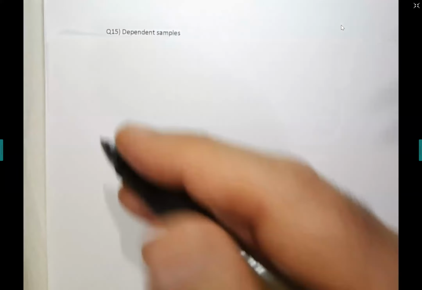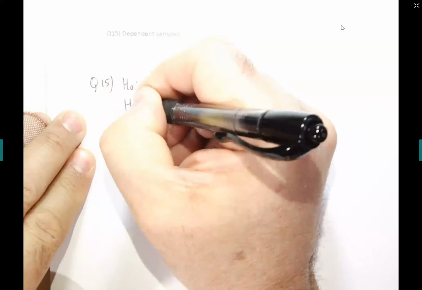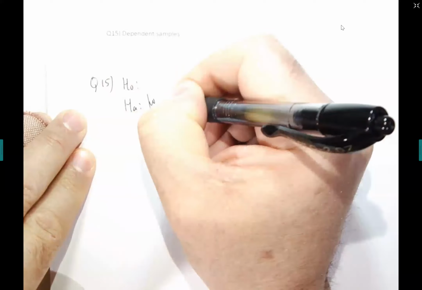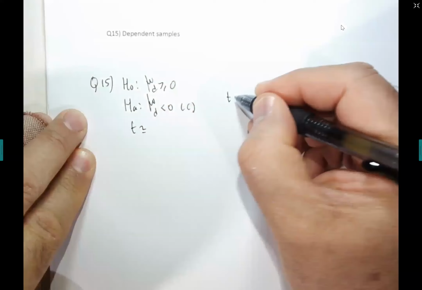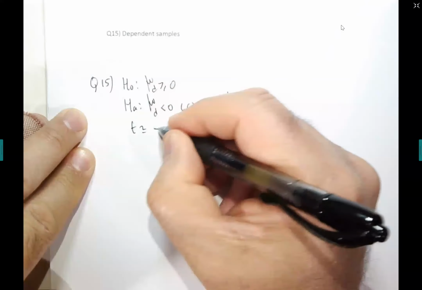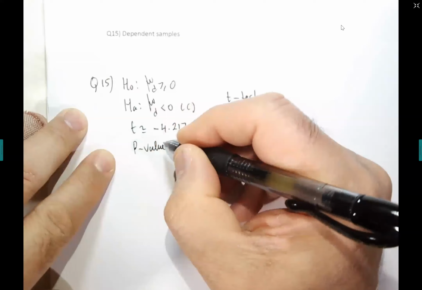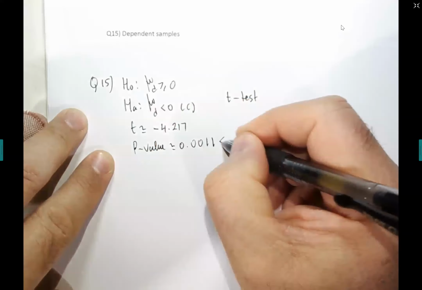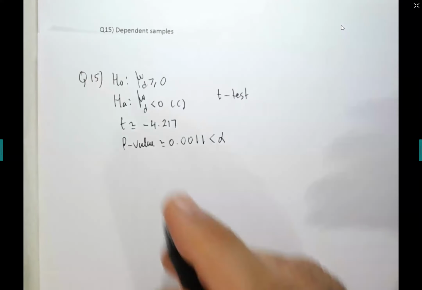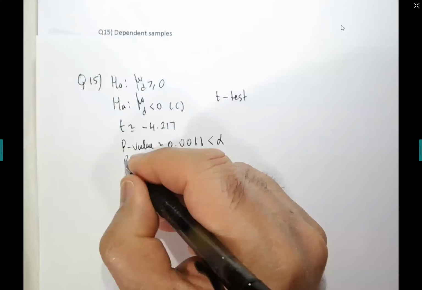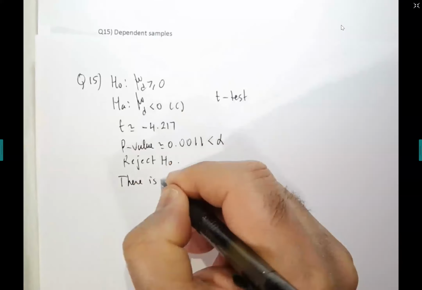So question 15. Let me write H0, HA, we just did them already. Less than 0, that's the claim. And t-test. T is negative 4.217, guys. And p-value is 0.0011. And definitely this is less than alpha. No matter what alpha is, it's going to be less. Reject H0 and support the claim.